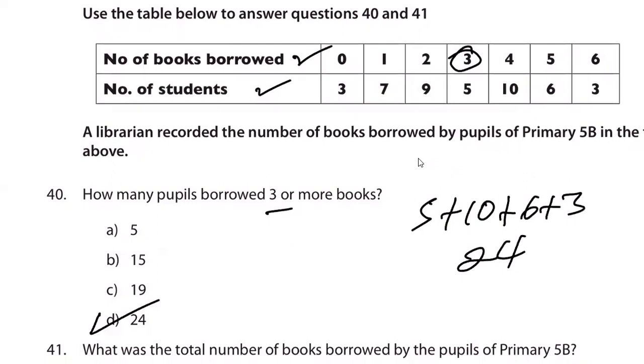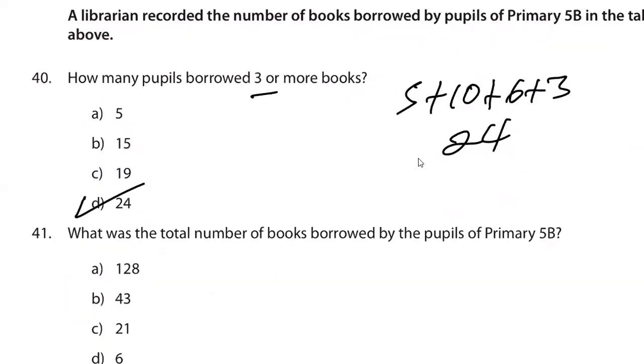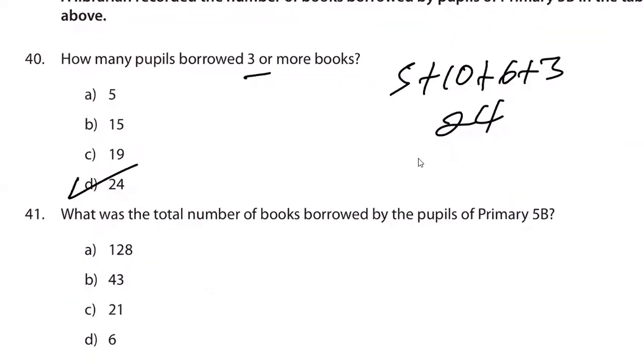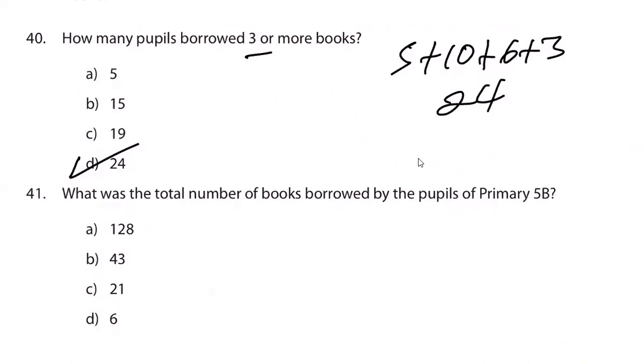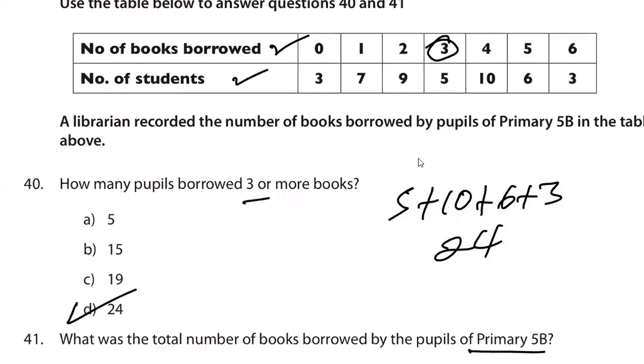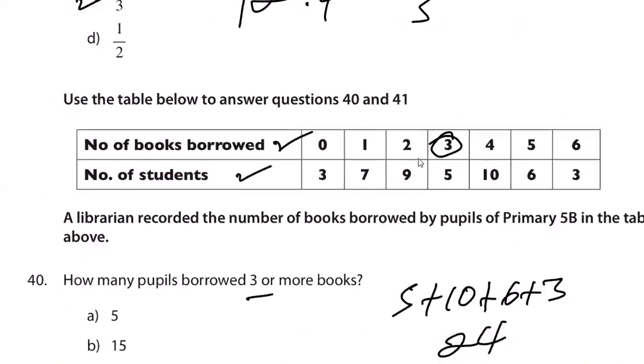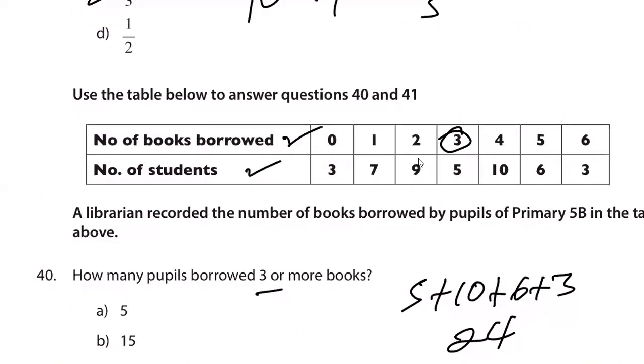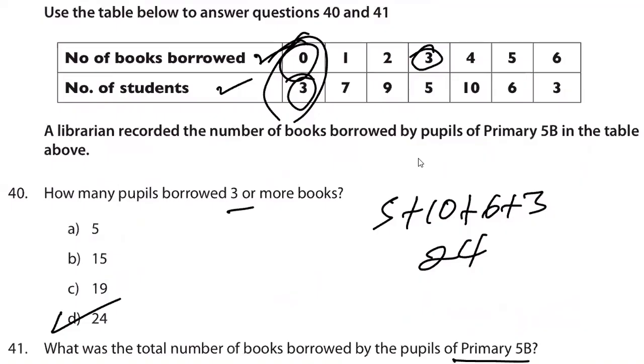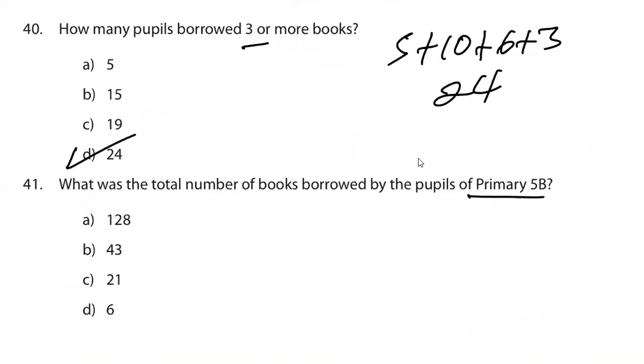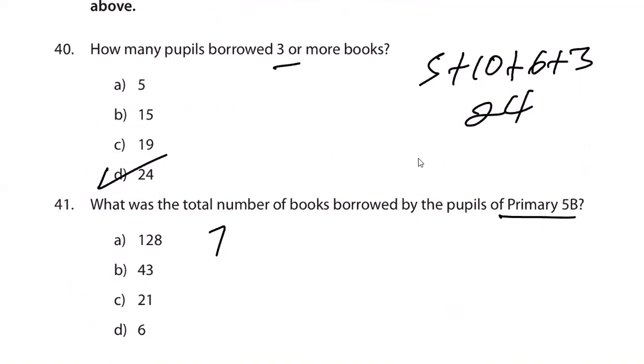Alright, so this one says, what was the total number of books borrowed by the pupils in primary 5? Now to get the total number of books borrowed, what this is saying, 3 students borrowed no book. So them people are rich, they don't borrow no book. Alright, 7 persons borrowed 1 book. So that means we're gonna say 7 times 1 is 7. And you continue like that.